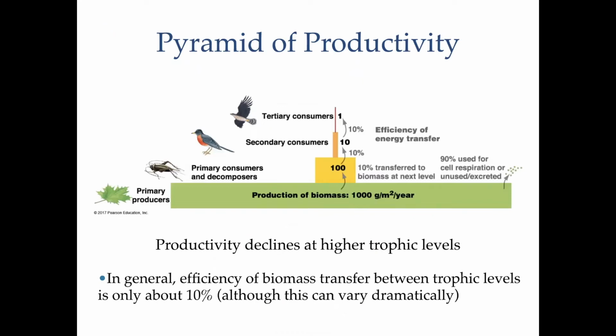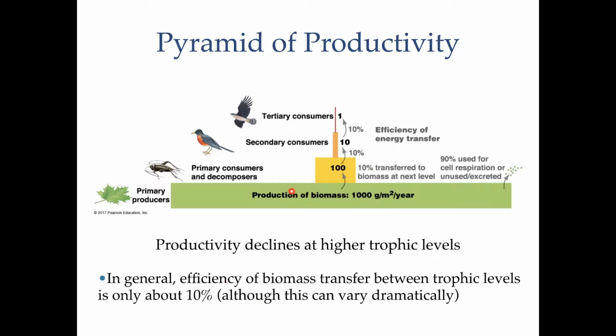So as I said, the energy moves through trophic levels. As we move up in trophic levels, we are going to have less and less energy being moved. And that brings us to this pyramid of productivity, which quantifies how much energy is transferred to the next trophic level. And that transfer is made through the transfer of biomass. So in general, we are going to see that the efficiency of this biomass transfer from one trophic level to another is only 10%.